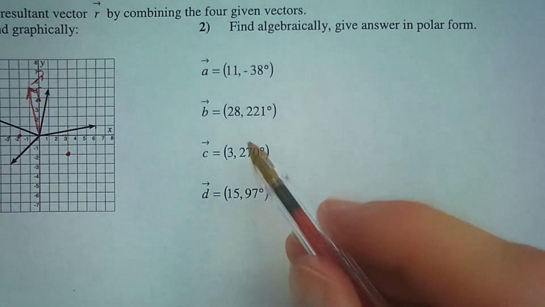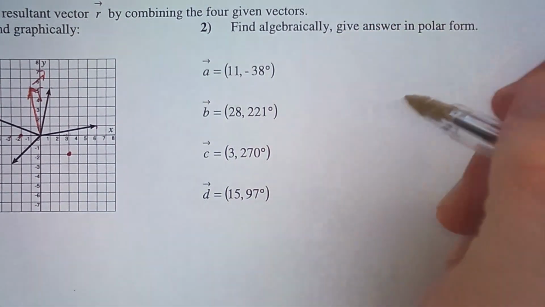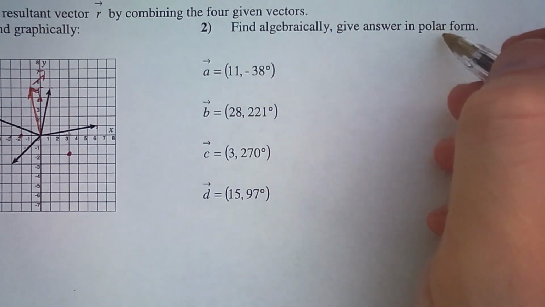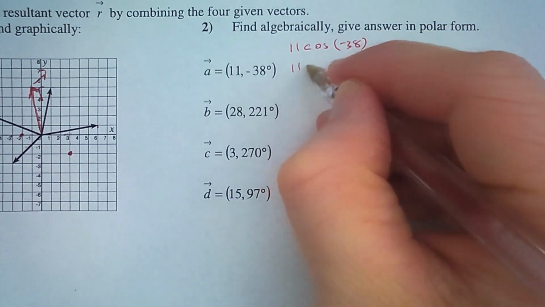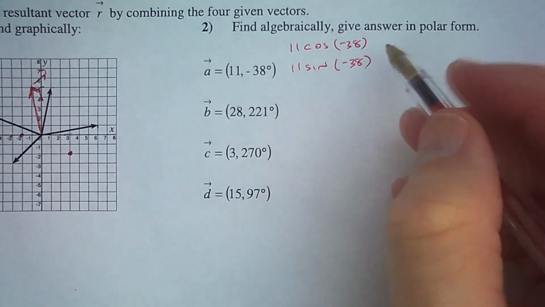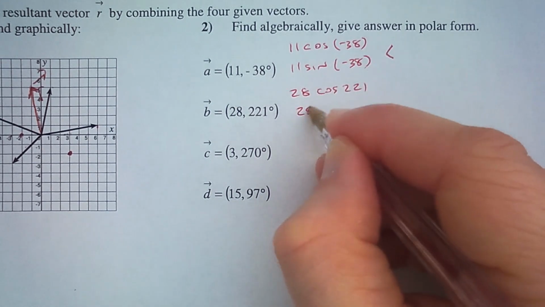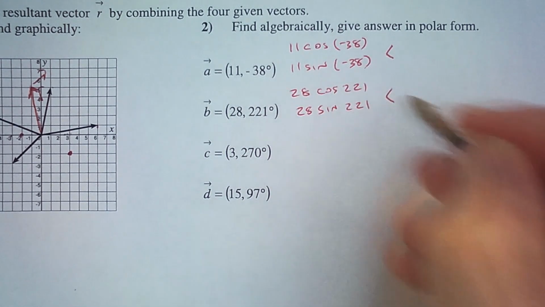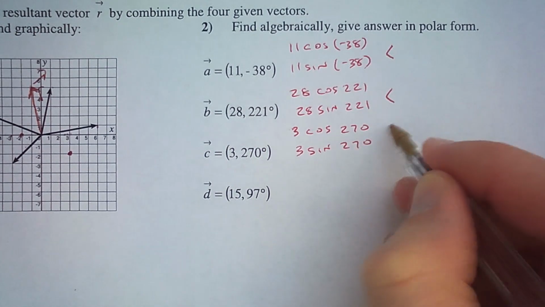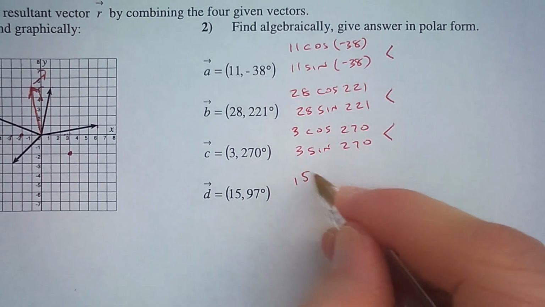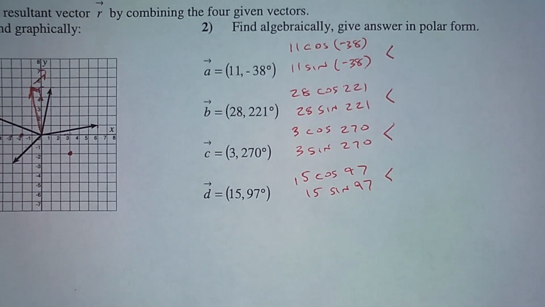Okay, then we are going to find the sum of these 4, and we'll do that by converting to component form and then adding them, and then we'll put it back into polar form. So I have 11 cosine negative 38 and 11 sine negative 38. That will give me component form here. And then I've got 28 cosine 221 and 28 sine 221. And then 3 cosine 270 and 3 sine 270. And then I have 15 cosine 97 and 15 sine 97.